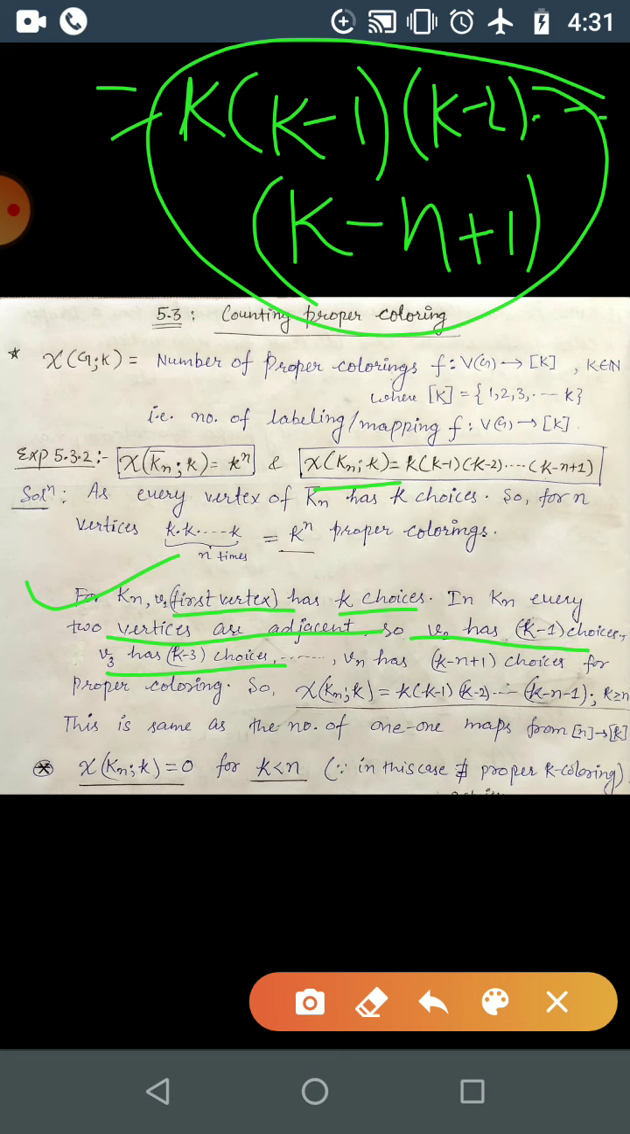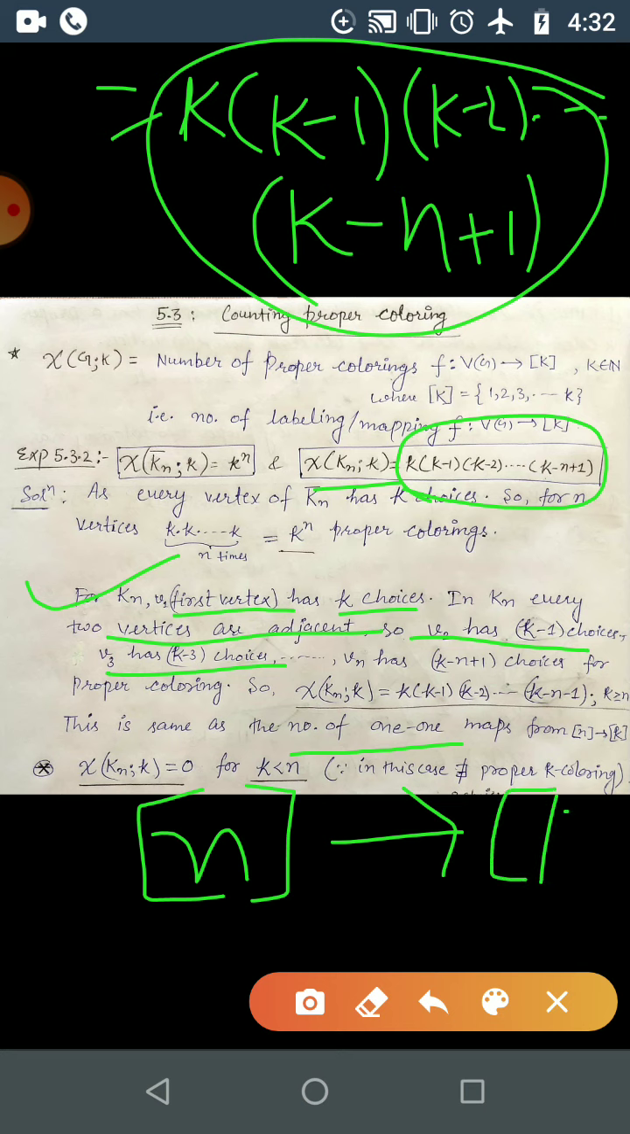So here we are getting the chromatic polynomial. Chromatic polynomial for Kn will be k into k minus 1 into k minus 2 and so on up to k minus n plus 1, okay? And if you look at this carefully, this is the same as the number of 1-1 maps from a set of n cardinality to a set of k cardinality. So the number of 1-1 maps from a set of n cardinality to a set of k cardinality is given by this formula, correct?